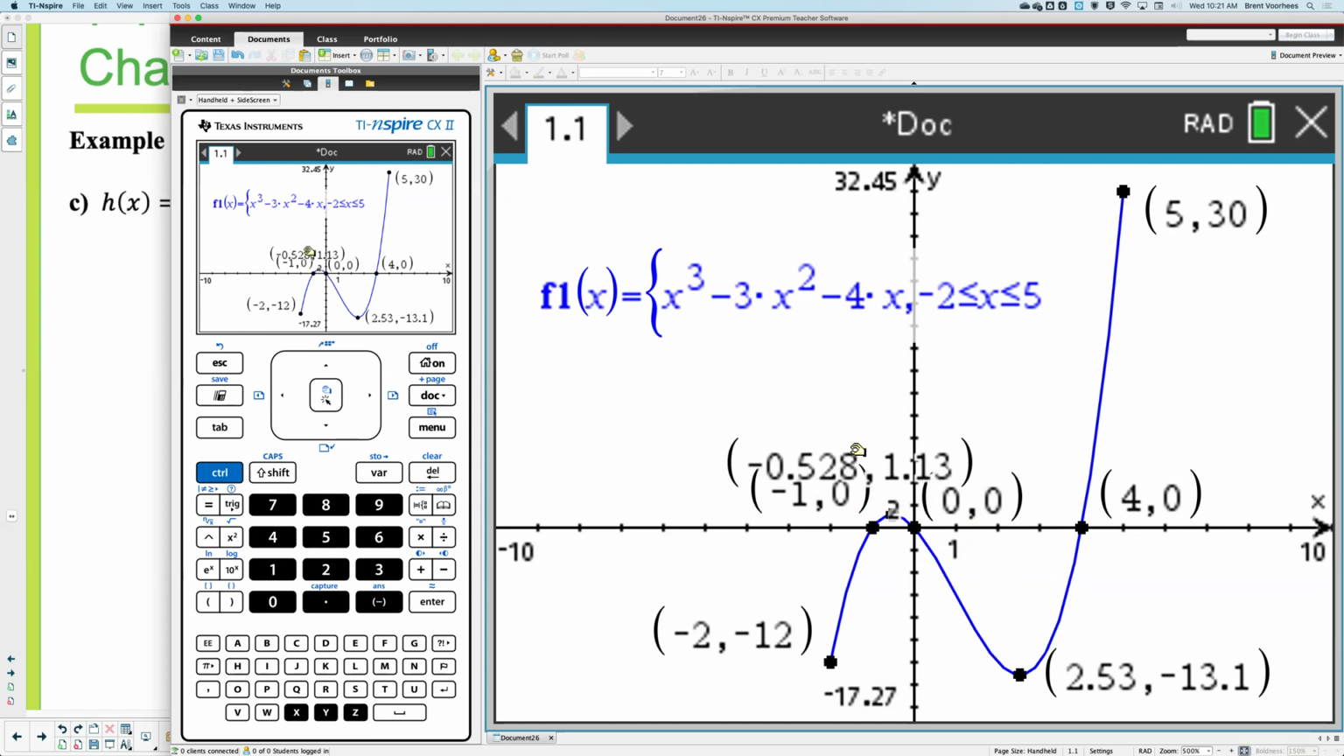Okay, I don't know how to fit all these points in. But that's where it would be. Okay, I'm going to copy this over.